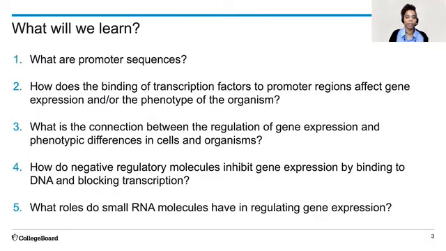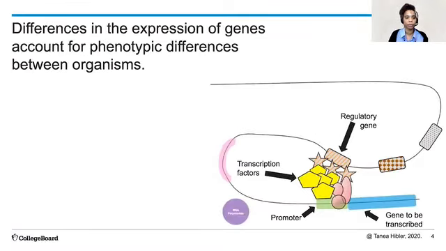What will we learn? We're going to learn what promoter sequences are, how the binding of transcription factors to promoter regions affect gene expression and/or the phenotype of the organism. What is the connection between the regulation of gene expression and any phenotypic differences in cells or organisms? How do negative regulatory molecules inhibit gene expression by binding to DNA and blocking transcription? And what role do small RNA molecules have in regulating gene expression? So the differences in the expression of genes account for phenotypic differences between organisms.